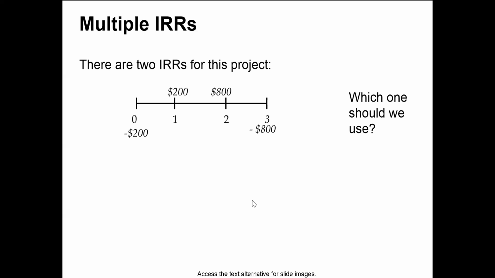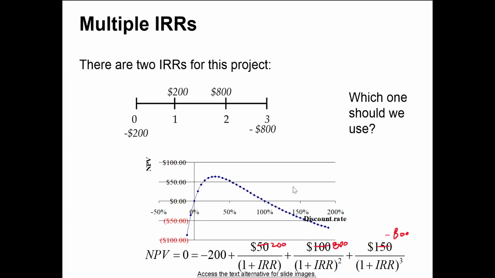All right, let's see the answer. Let's see the NPV and IRR formula again. And just put the cash flows numbers for this case, and you can see that there are two different IRRs for this project.